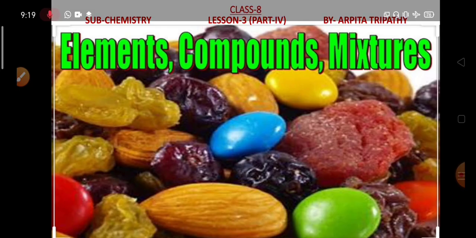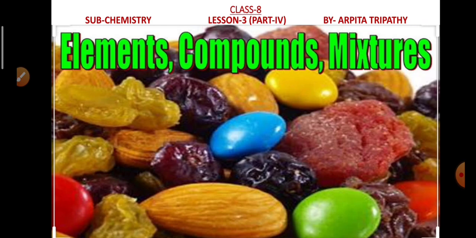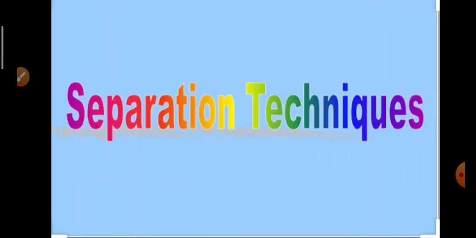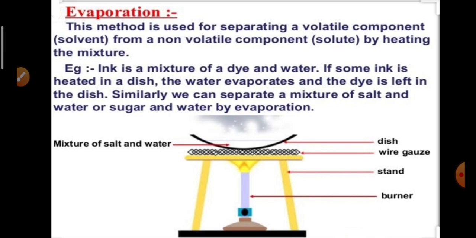Today we'll continue with a few more techniques of separating mixtures. The first technique that we are going to deal with is evaporation. This is a method used for separating a volatile solvent from a non-volatile solute by heating the mixture. The meaning of the word volatile is that which can easily change to gas.